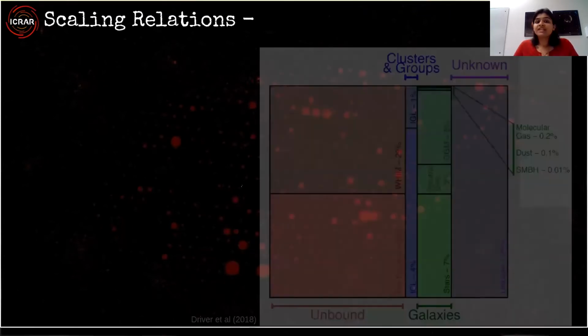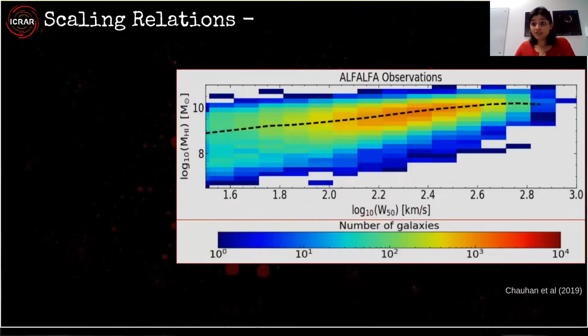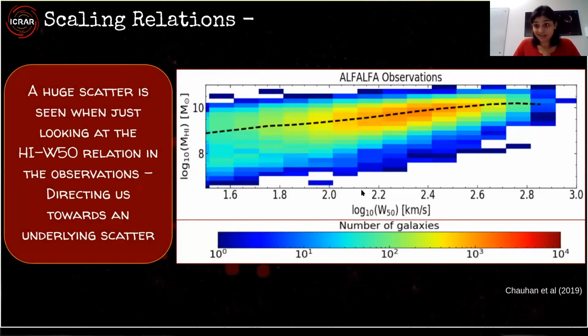So what would we expect to see when we compare the H1 halo scaling relation with the stellar mass halo mass scaling relation? First of all, there is a huge difference between both of them. And the first difference between them is the scatter. The H1 halo scaling relation has a huge scatter that could be seen from the ALFALFA observations that I have plotted over here.